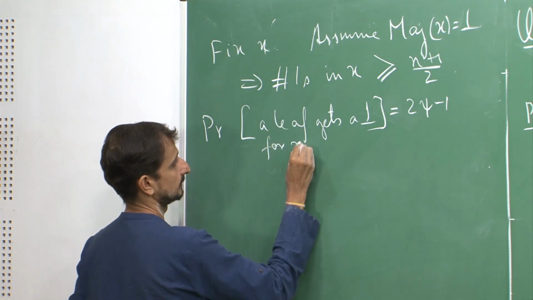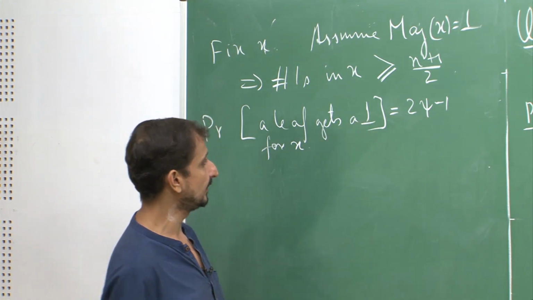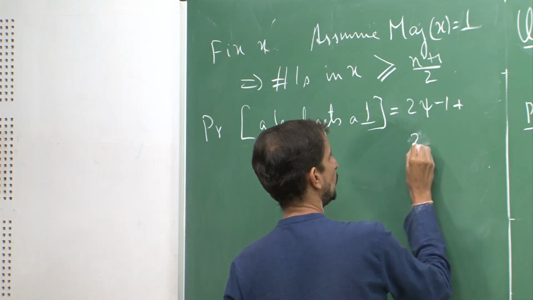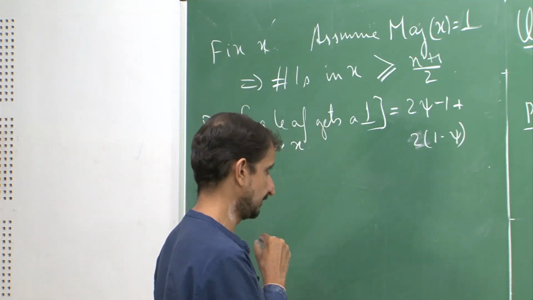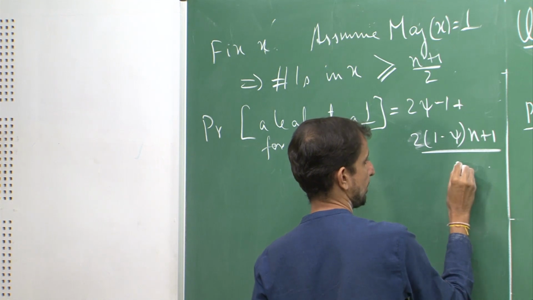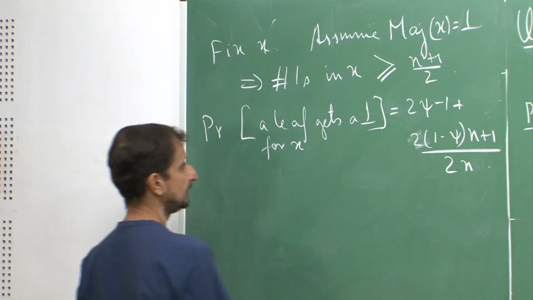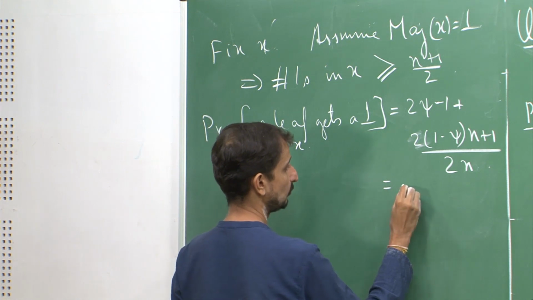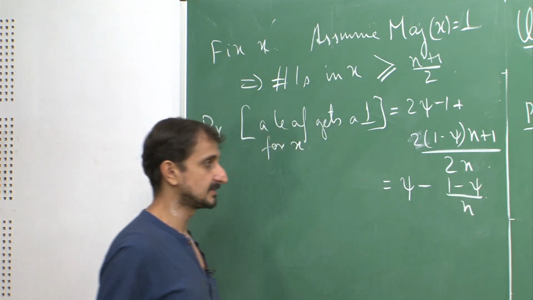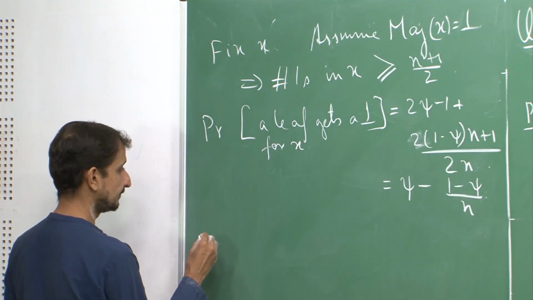So, for this x, what is the probability that a variable gets a value 1? There are twice 1 minus psi many variables, and at least these many of them are ones. The total number of leaves is n. So, this is the probability that a leaf gets a value 1, and if you simplify this, it turns out to be psi minus 1 minus psi over n. You can check that this evaluates to this.